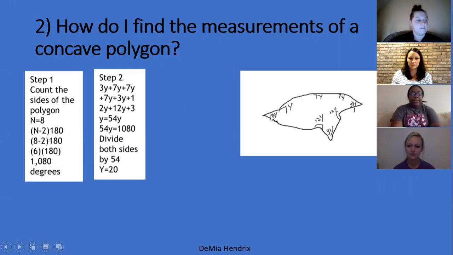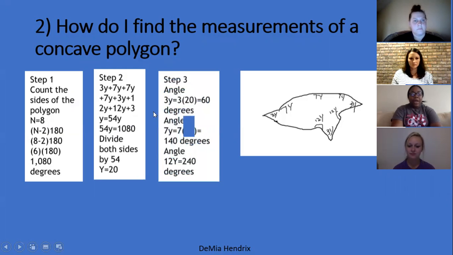So if you look here inside this particular polygon, you have different measurements, and you're going to add all of those measurements. Since they're all y, you combine them all together, you're going to end up with 54y. So when you have that, you're going to divide both sides by 54 to get rid of the 54. So once you divide 1,080 by 54, you're going to get y equals 20.